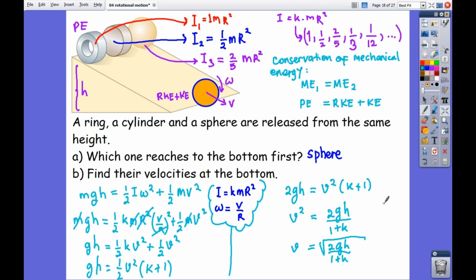To answer for point B, you have to understand what k1, k2 and k3 are. Then you can answer what the velocity of each, v1, v2 and v3, is.